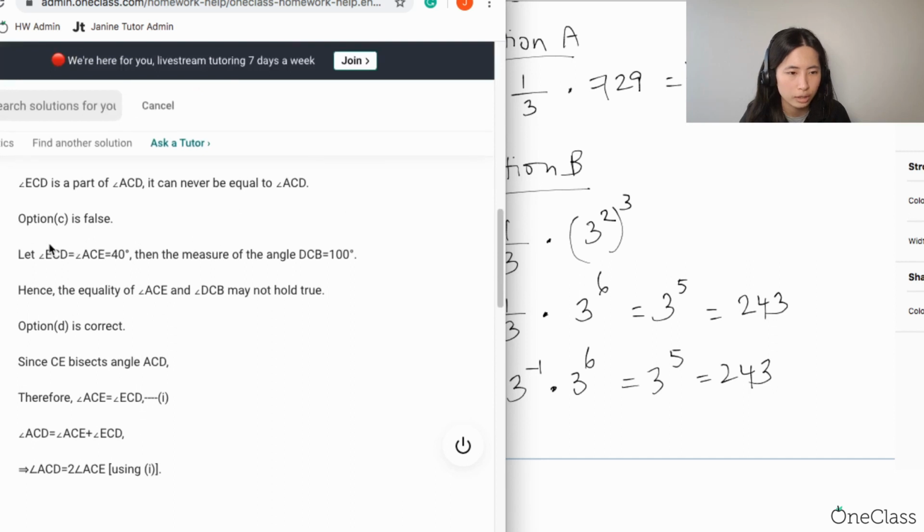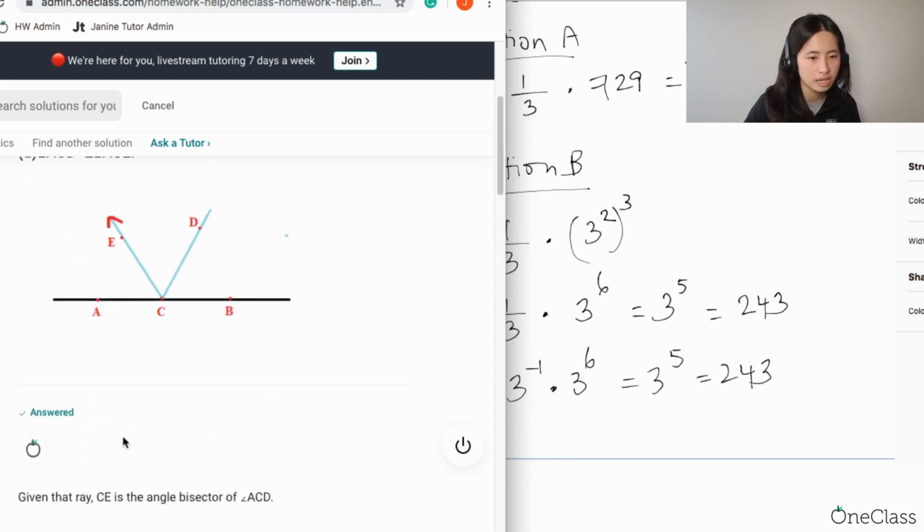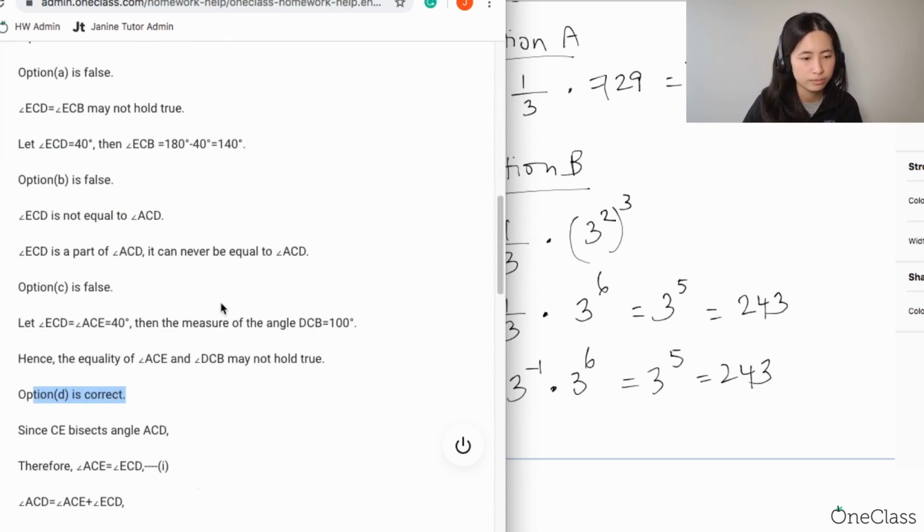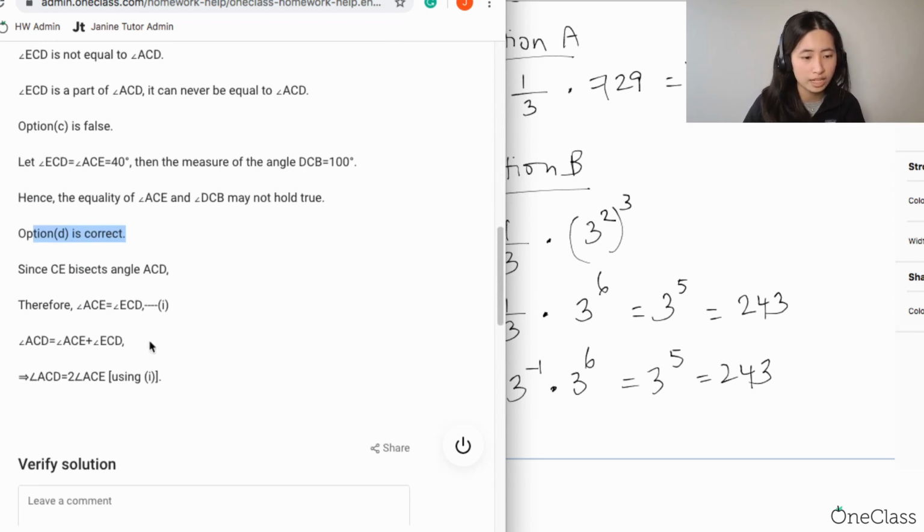Okay, so let's just take a look. Option C, they said it's 40 degrees, you have 100. Okay, so they're saying option D is correct, since CE bisects angle ACD, therefore angle ACE is equal to angle ECD, and then ACE plus ECD is going to be ACD. That's true. So that's why it's twice of angle ACE.